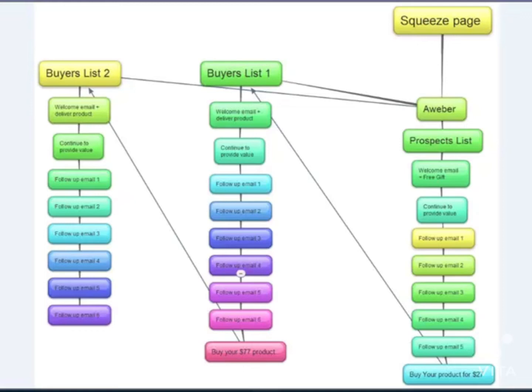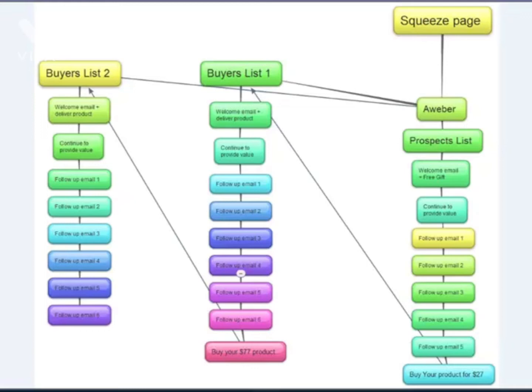Not that you have to provide, but you should want to provide more value, obviously, if you charge more for your products. So that's the end of this video. This is the sales funnel that you should use when you have 2 products to sell.